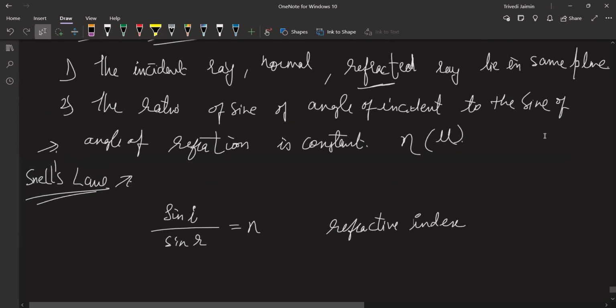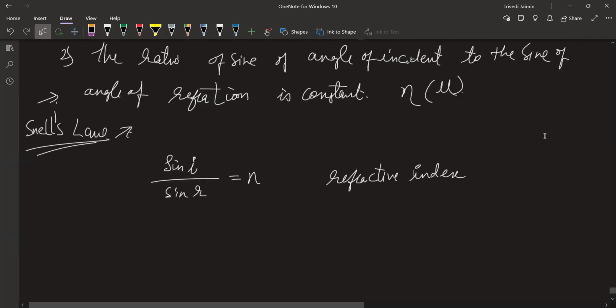See, the first law is easy, everyone can understand. But the second law, what does it mean? What does the second law mean? Can someone explain? The ratio of sine of angle of incidence and sine of angle of refraction. Yes, that's correct.